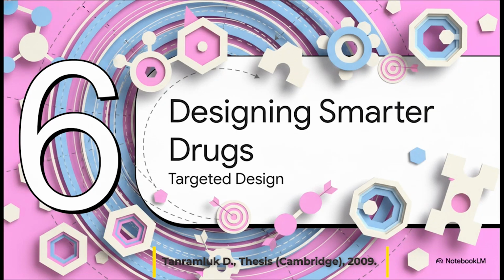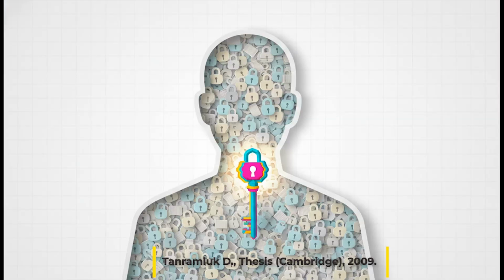Now, all of this is way more than just a cool academic puzzle. What this discovery really gives us is a rational blueprint. It's a set of rules for how to design drugs. We can finally start to move away from just trial and error and move towards something way more intelligent and targeted. So what does this all mean for us?